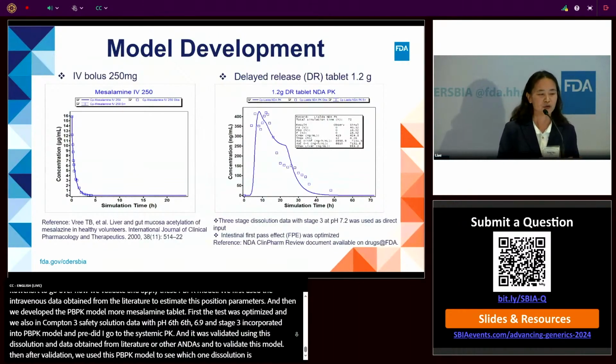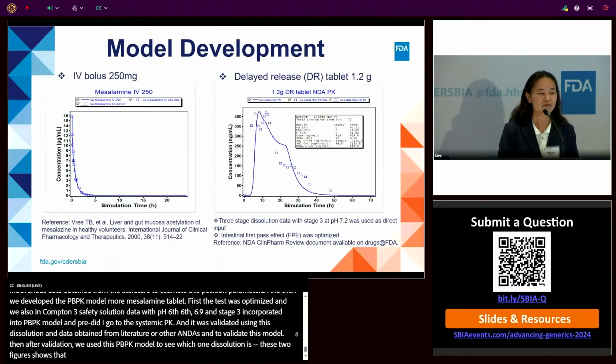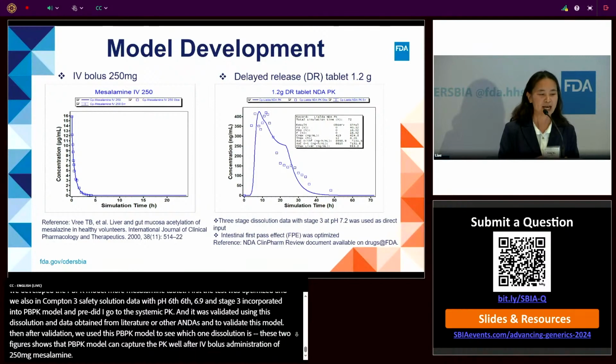These two figures show that the PBPK model can capture the PK well after IV bolus administration of 250 mg mesalamine, and it can capture the PK after oral administration of the delayed release tablet.